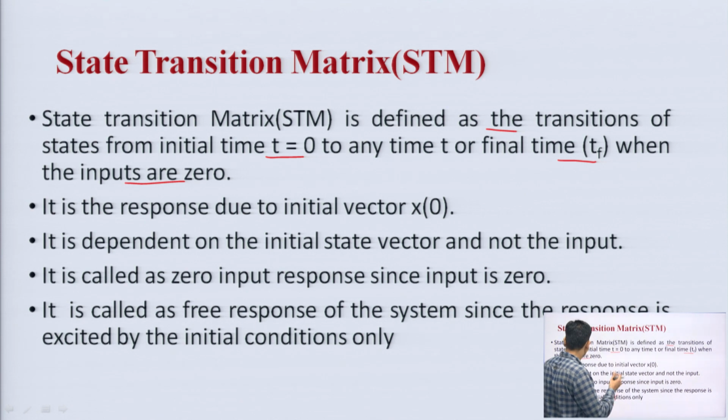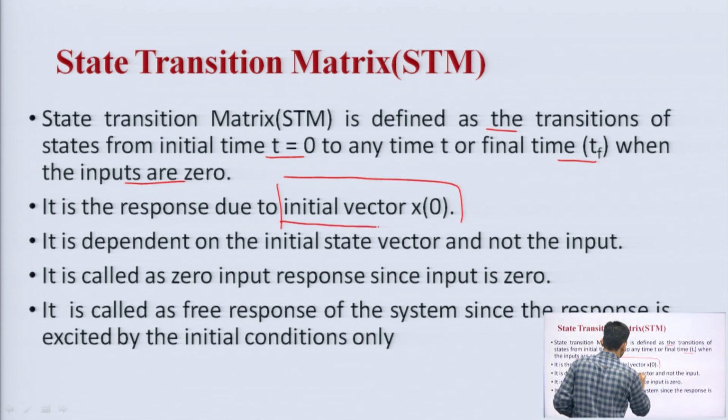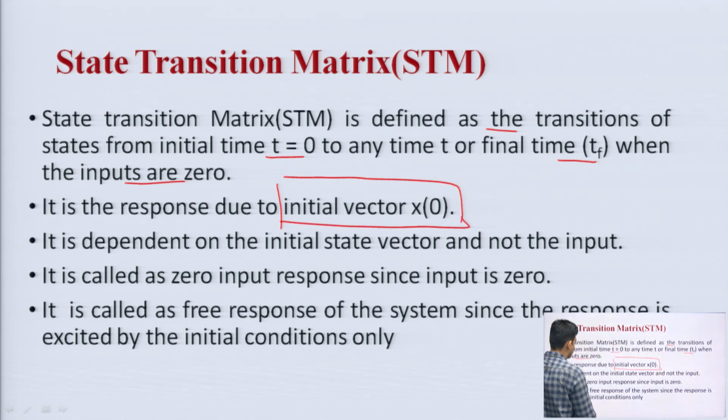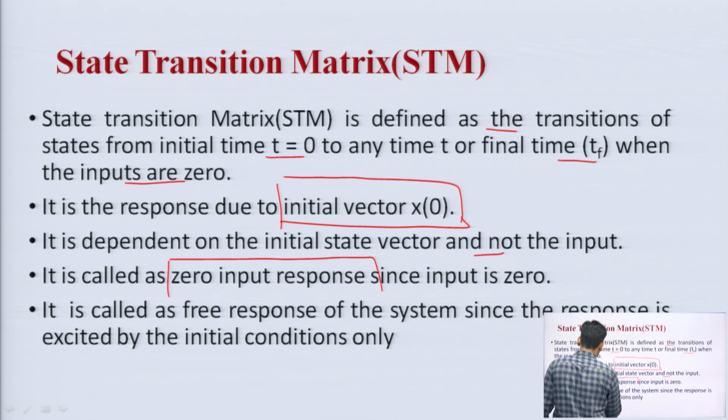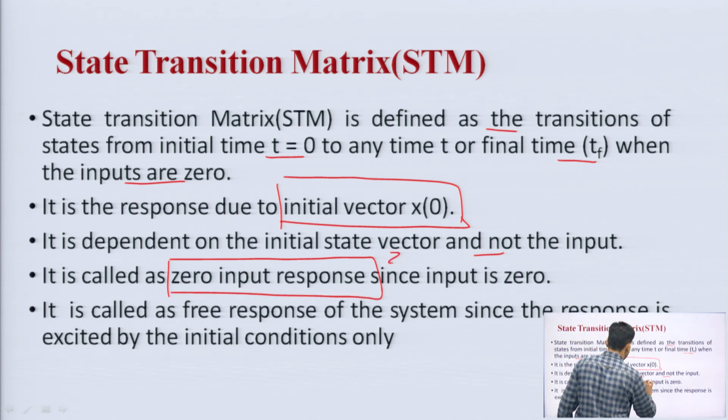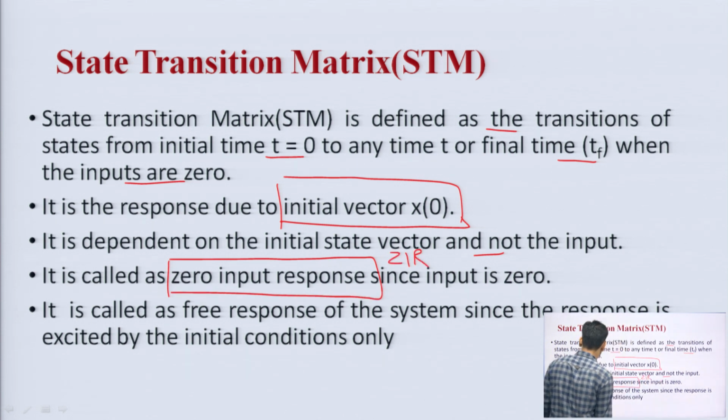Okay. So, here the input is our initial condition, right. It is the response due to the initial vector x0. It depends on the initial state vector, not on the input. So, it is called the zero input response, since the input is 0. In short, we call it ZIR. It is also called the free response, because we are not providing any input; our system is driven by only initial conditions.